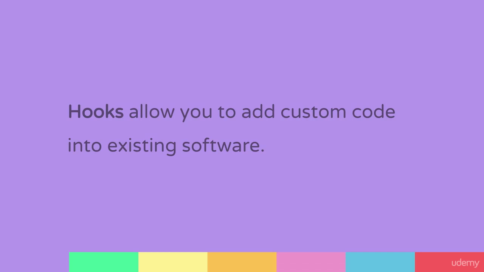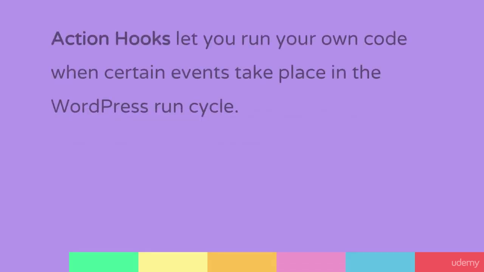Now, there are two types of hooks in WordPress. The first type of hook in WordPress is an action hook, and this lets you run your own code when certain events take place in the WordPress run cycle. Now, the WordPress run cycle is something we will look at in depth, but it is basically when WordPress is building out a page, whether that's an admin page or a page on the front end of the site, it goes through a bunch of steps.